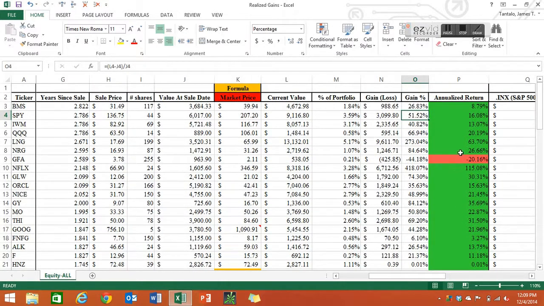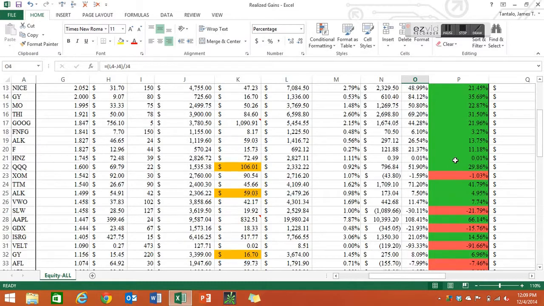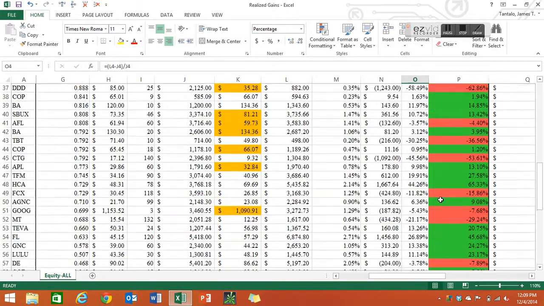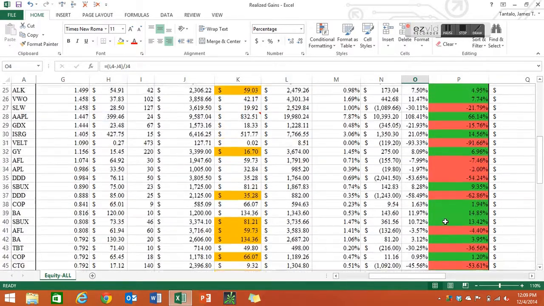Now the colors here represent different things. The green means that the company has appreciated in value, which means the stock price has gone up since we sold it, and red means that it has gone down in value, meaning that the stock price has lowered over the years.